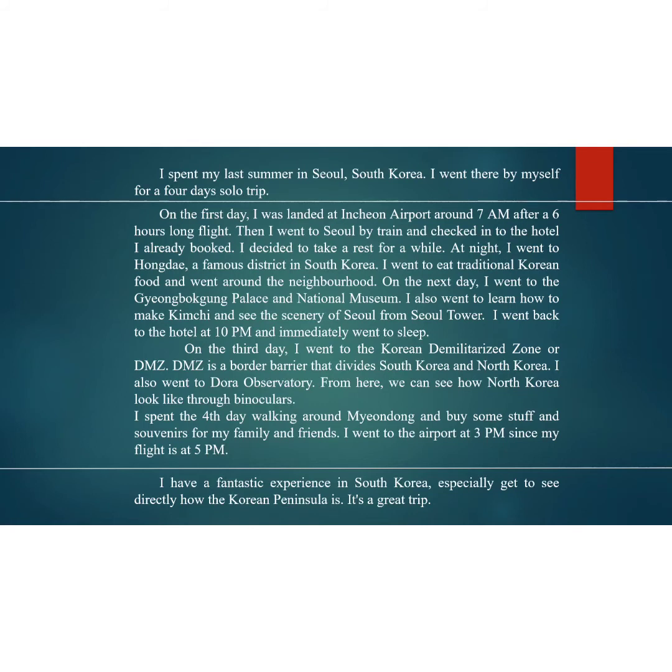I spent the fourth day walking around Myeongdong and buying some stuff and souvenirs for my family and friends. I went to the airport at 3 p.m. since my flight was at 5 p.m. I had a fantastic experience in South Korea, especially getting to see directly how the Korean peninsula is. It's a great trip. Okay, let's analyze the generic structure of this text.